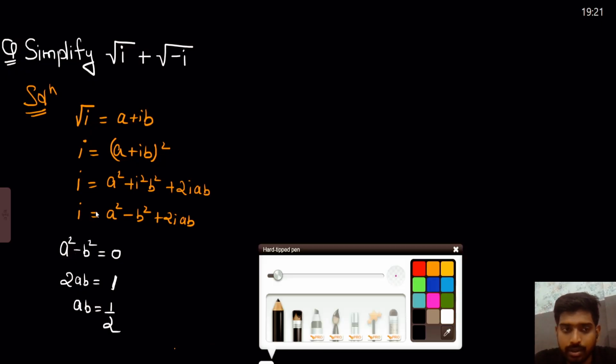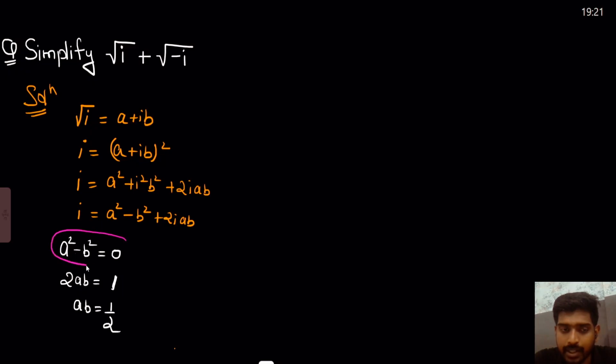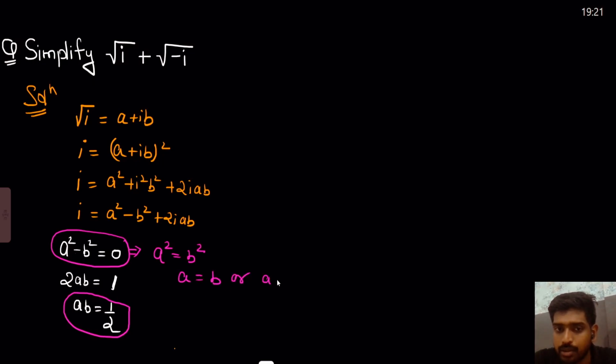Now we'll try to solve these two equations. The first equation is a square minus b square is equal to 0 and the second equation is a into b is equal to 1 by 2. Got it? Now you can see clearly here that a multiplied by b is equal to 1 by 2, which is a positive number. When the multiplication of two numbers is positive, both are of the same sign. So a and b will be of the same sign: either both will be positive or both will be negative. Got it? Now from here, if we solve, we will get a square is equal to b square. And when we take root on both sides, we will get a is equal to b, or a is equal to minus b.